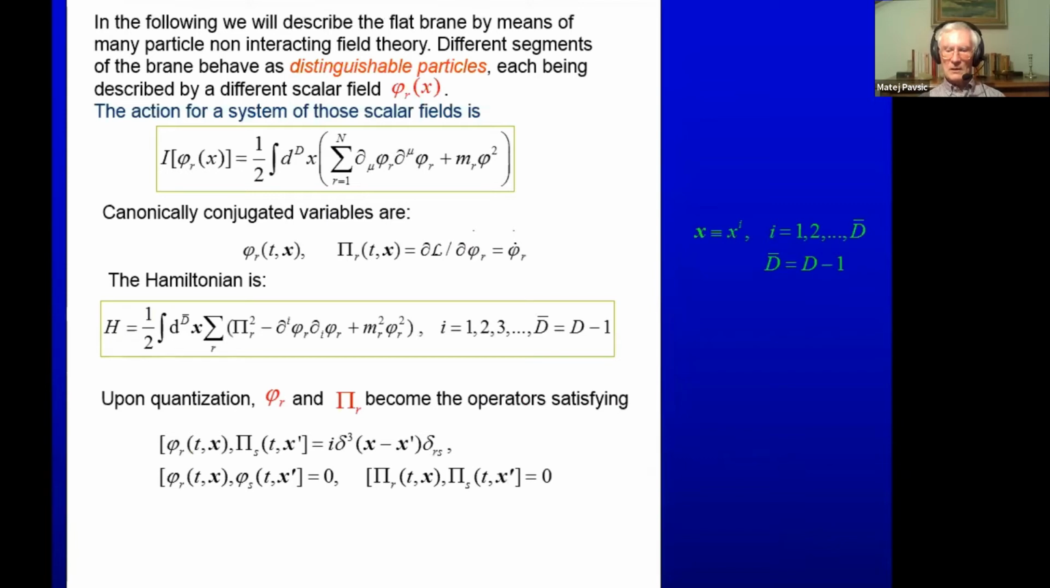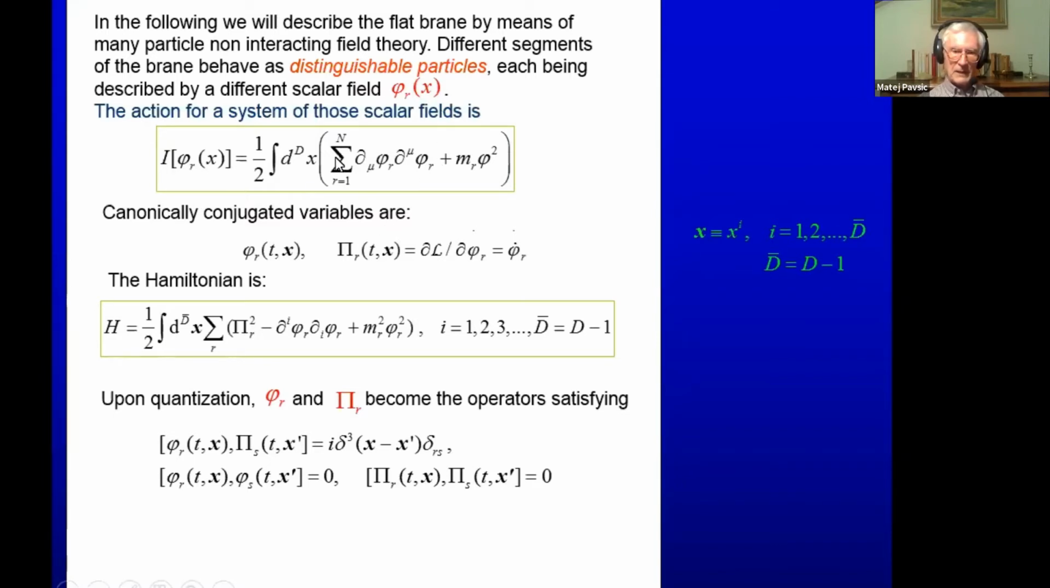Okay, this was a continuous case, but in the following, just to illustrate the ideas, I will describe the flat brane by means of many particle non-interacting field theory. Different segments of the brane behave as distinguishable point particles, each being described by a different scalar field. The action for a system of those scalar fields is this one here.